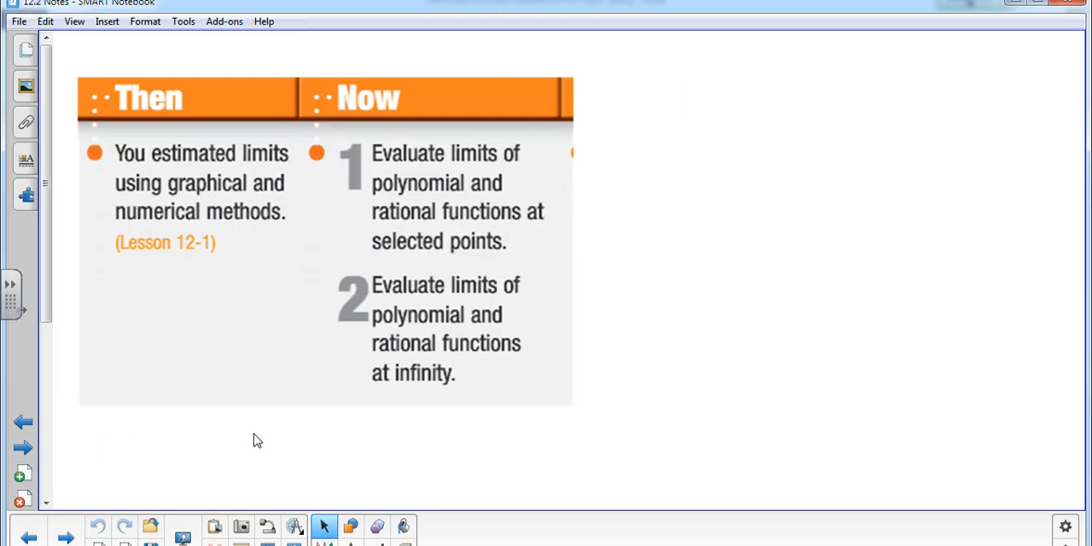All right, so yesterday, or last time we all were here, we talked about graphical and using the table, okay, as methods of finding limits. Today we're going to talk about thinking about polynomial functions. We're basically going to talk about end behavior and algebraic ways to find limits.